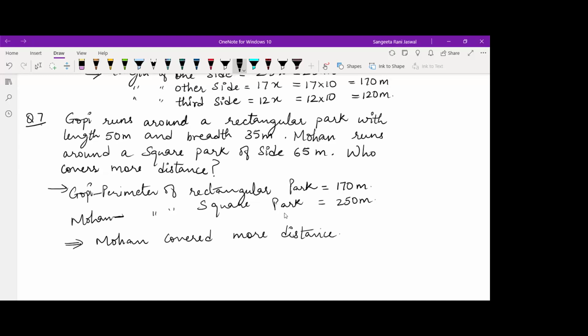Ma'am, the square perimeter is wrong, ma'am. It's 260. Which square perimeter? The square perimeter is wrong. It's 260. Then how come you all are saying yes, ma'am, you all got the same answer? Ma'am, I forgot to add the 1. It's 260. Okay, beta. Yes, 260 only. So Mohan covered more distance.